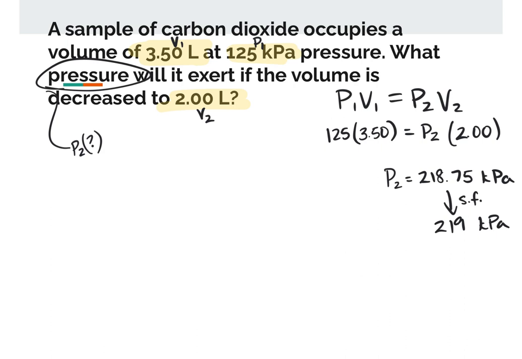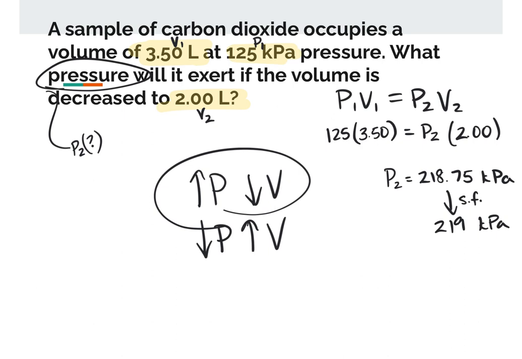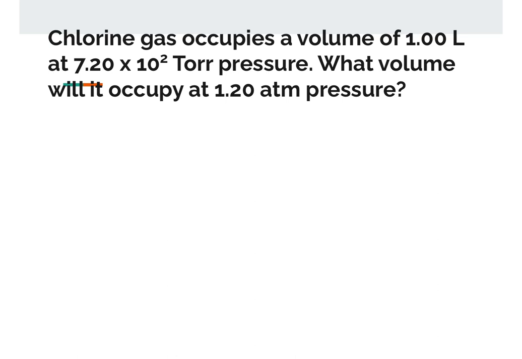And let's check if this math checks out. Remember that as pressure goes up, volume goes down, and as pressure goes down, volume goes up. So if we look here, we decreased our volume, okay? We dropped the volume down to 2 liters. If you see here, it's 2 liters. That's our volume 2. So I should expect the pressure to be higher than 125 kilopascals, what I started as. And is that the case? Yes, that's what happened.